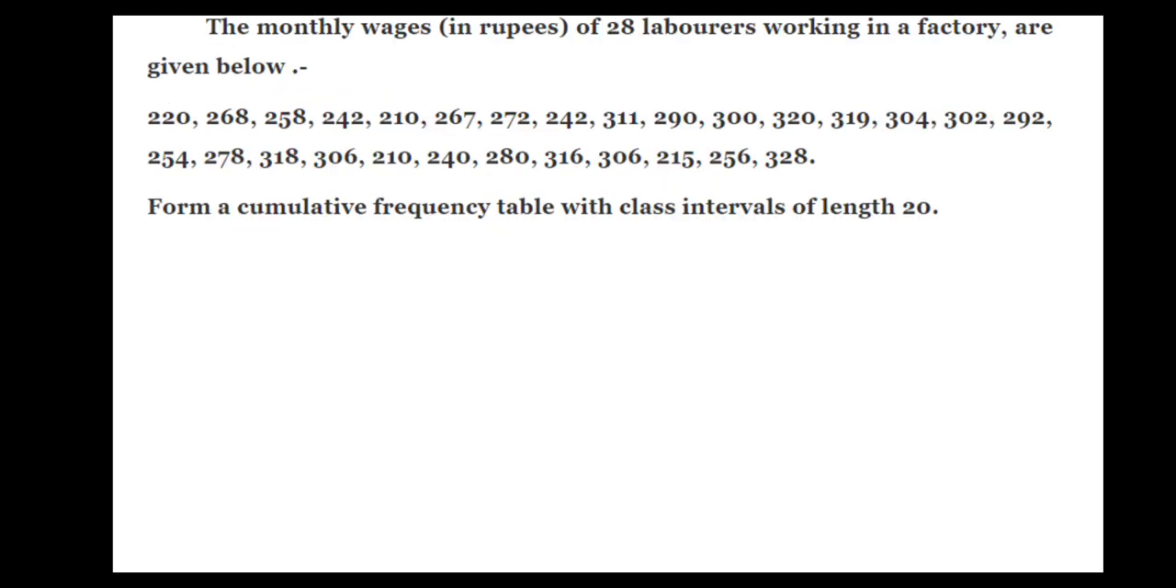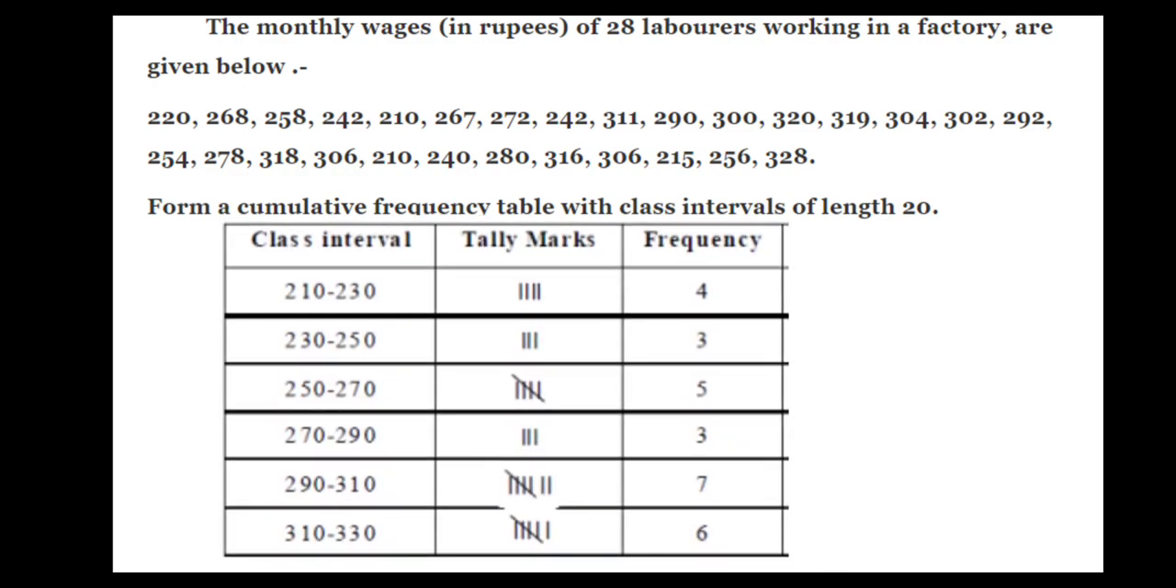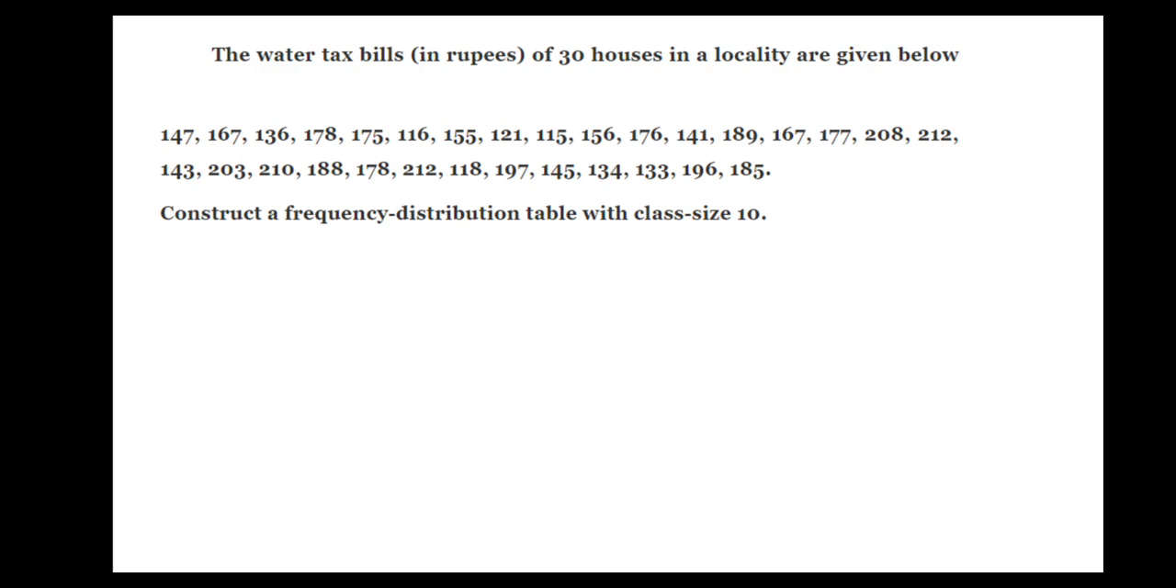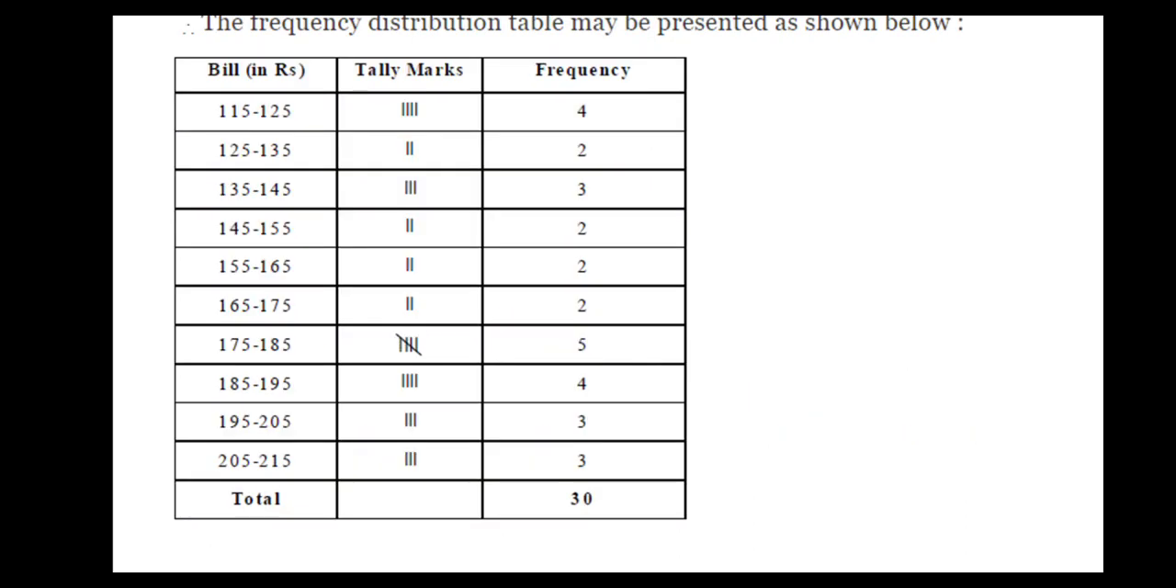So we can take another question also. This is another example, so we can find out in this format. See that, we can take 10-10 class intervals. 28 labourers are given, so we can consider it in this format. Another example is also given. Look at that: minimum observation 115, maximum observation 212. The class intervals will be 10-10-10. We can make it, then find it in this format. This is another example, followed by a few more examples after the first problem I explained.